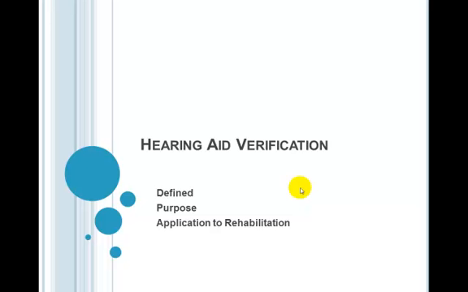Fitting amplification and all the things that I just described are part of the rehabilitative process. The next step is hearing aid verification. We need to verify once the patient is fit, and typically once the patient has some time to get used to the hearing aids, we need to obtain verification measures to verify if the hearing aids are really performing at their optimal level for that patient. So that's what we're going to talk about in this slideshow.